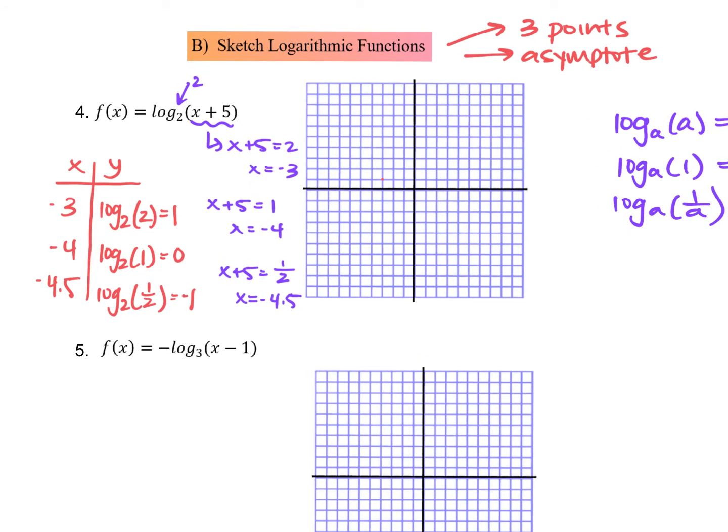-3, 1 is my first point. -4, 0 is my second point. And -4.5, -1 is my third point. Before I connect these, I'm going to look for my asymptote.